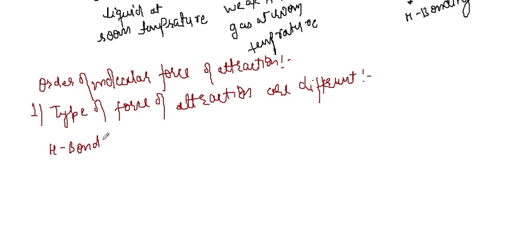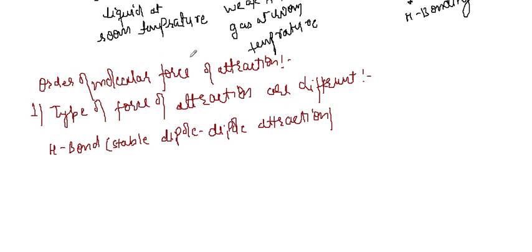Hydrogen bond means a stable dipole interaction, that is, a dipole attraction where the dipoles are stable. Here if you see HCl, HF, they are stable dipoles. They are not affected by the outer solvent and outer conditions. Then next is Keesom, that is weak dipole attraction.